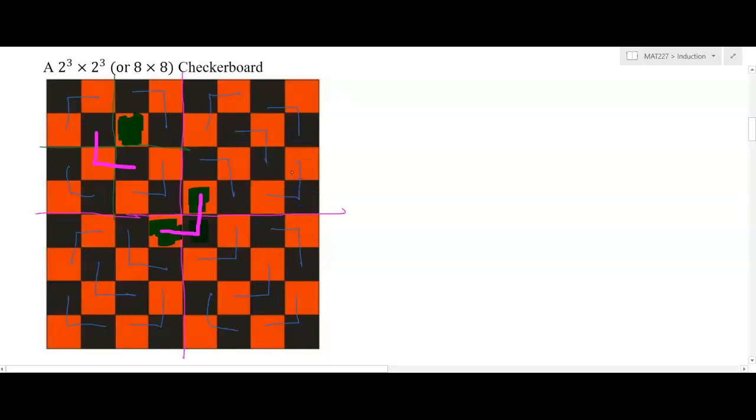And you can see that it is always going to be possible because I can always create the next case from the previous case.